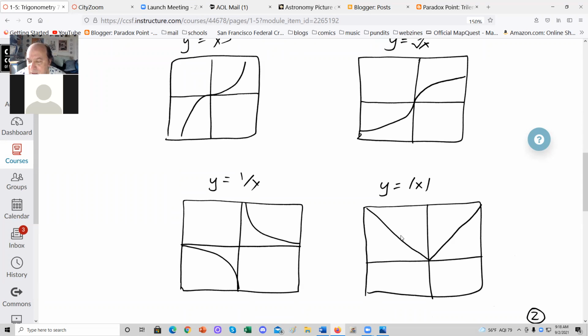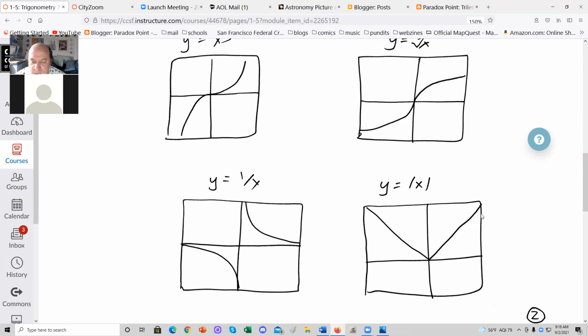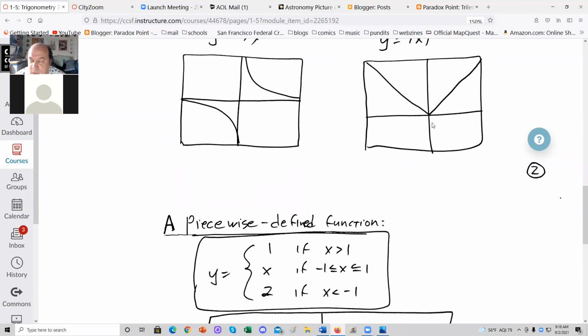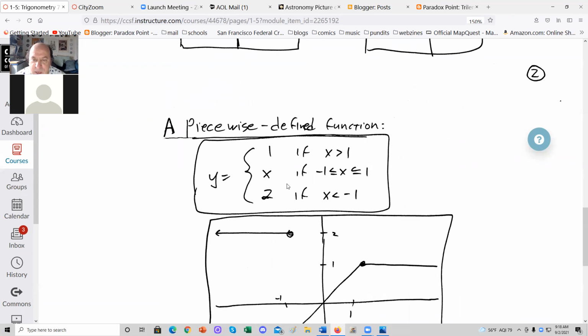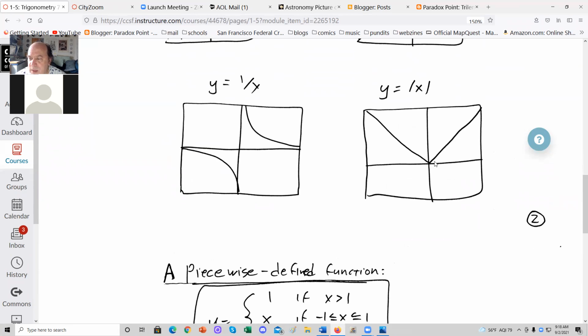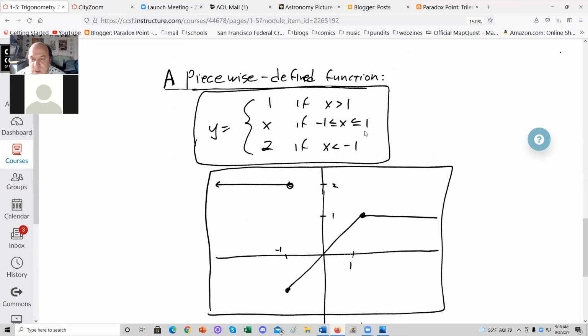Y equals absolute value of x is a V-shaped graph touching down at the origin, the sharp point here, and two straight lines otherwise. This absolute value of x is an example of what's called a piecewise defined function. Absolute value is defined as equaling x for x at least 0, and the opposite of x for x less than 0. So in a piecewise defined function, you specify certain parts of the values of x and define what the function is on those special parts. So it's defined by pieces of the line.